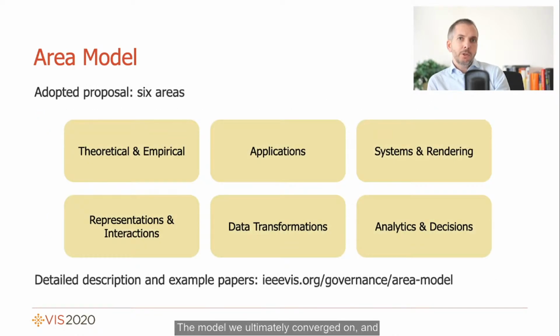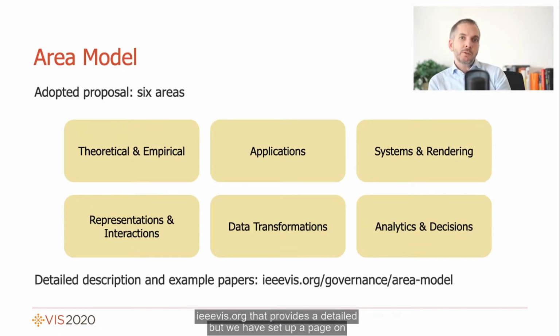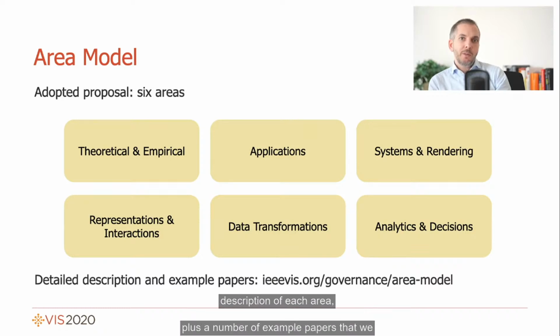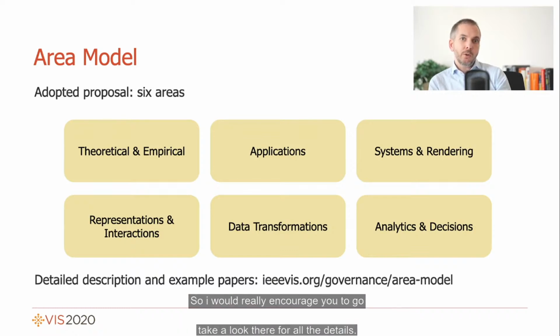The model we ultimately converged on, and which will be implemented starting in 2021, has 6 areas. I won't be describing these areas in detail here, but we have set up a page on IEEEVIS.org that provides a detailed description of each area, plus a number of example papers that we selected as typical fits for these areas. So I would really encourage you to go take a look there for all the details.